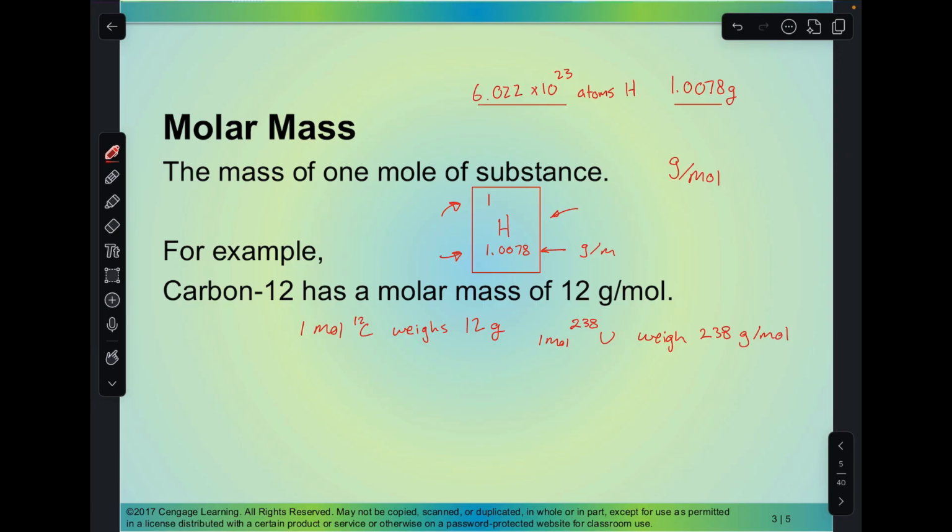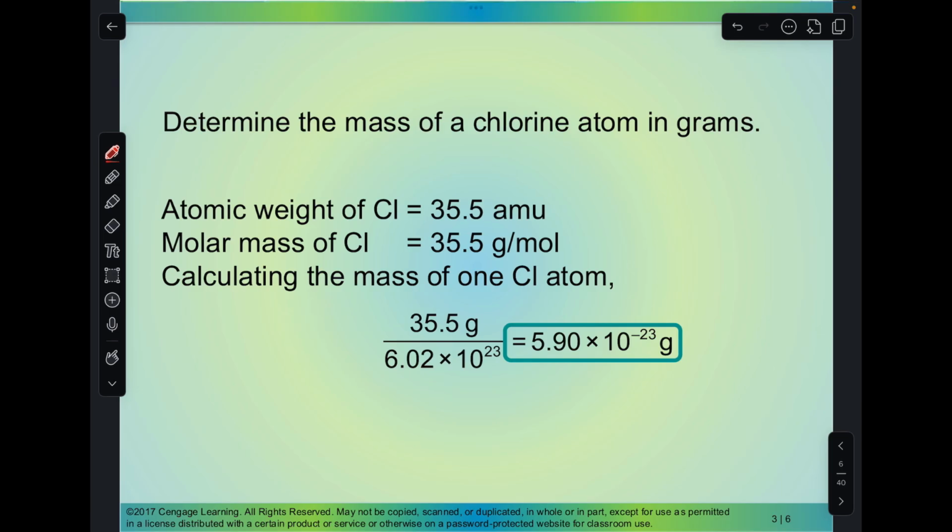If we wanted to determine the mass of a chlorine atom in grams, this is how we would do it. We get this number directly from the periodic table, 35.5 or 35.45 grams per mole.